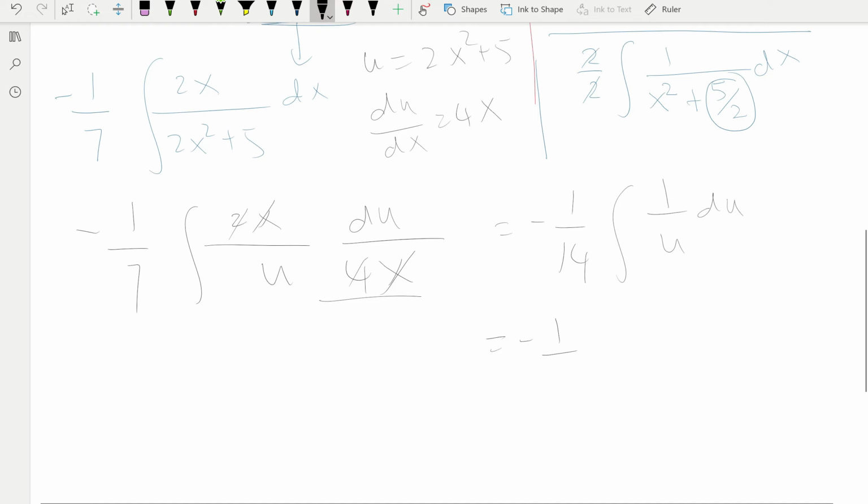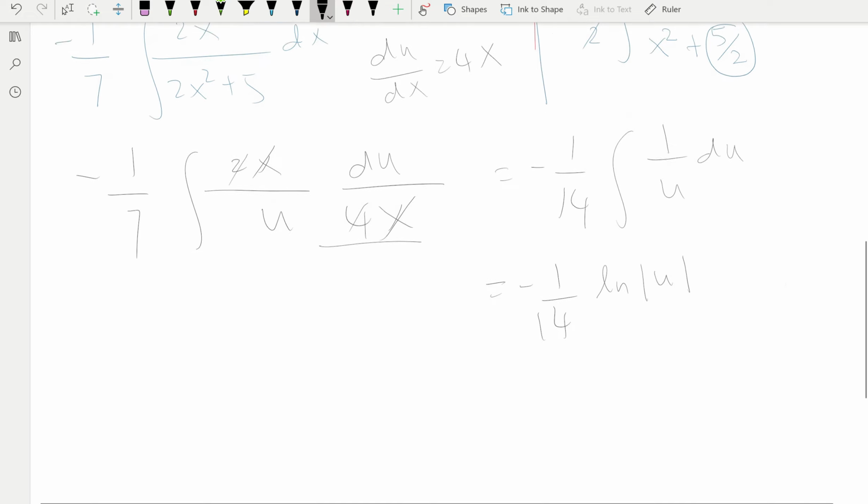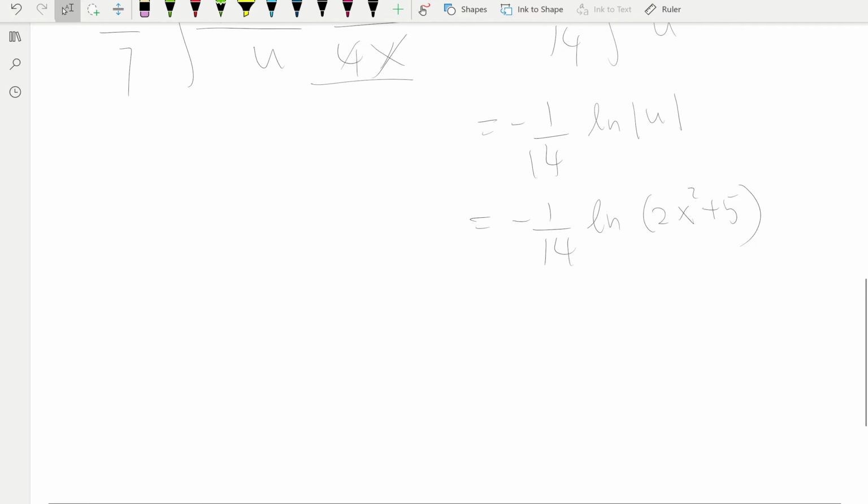So it's negative 1 over 14 natural log absolute value of u. So u is 2x square plus 5. So natural log of 2x square plus 5 will always be positive no matter what x value you have, so we can drop the absolute value. Alright, so we can write the full answer. So the full solution is negative 1 over 7 natural log x minus 1, from here negative 1 over 14 natural log 2x square plus 5.